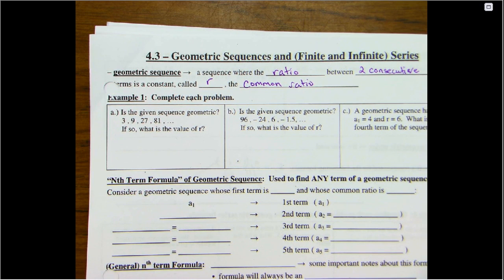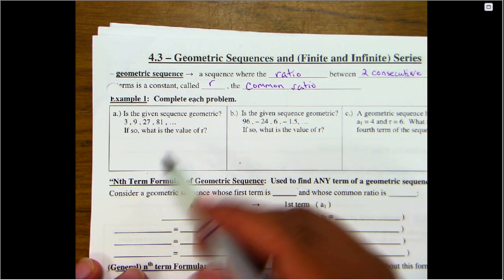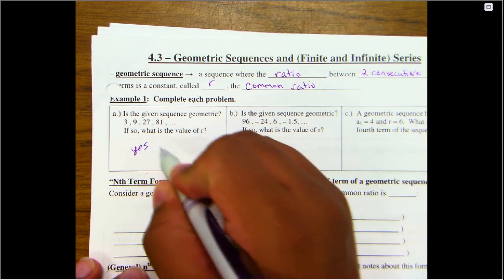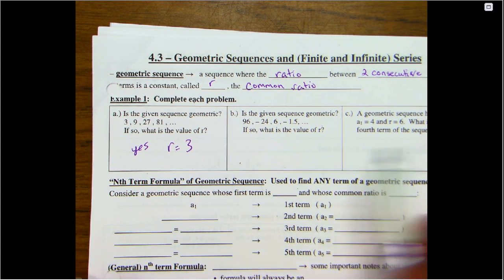So is this given sequence geometric? What are you doing to get to each term? So yes, it is. And R equals 3. Your common ratio is 3. What about this one?